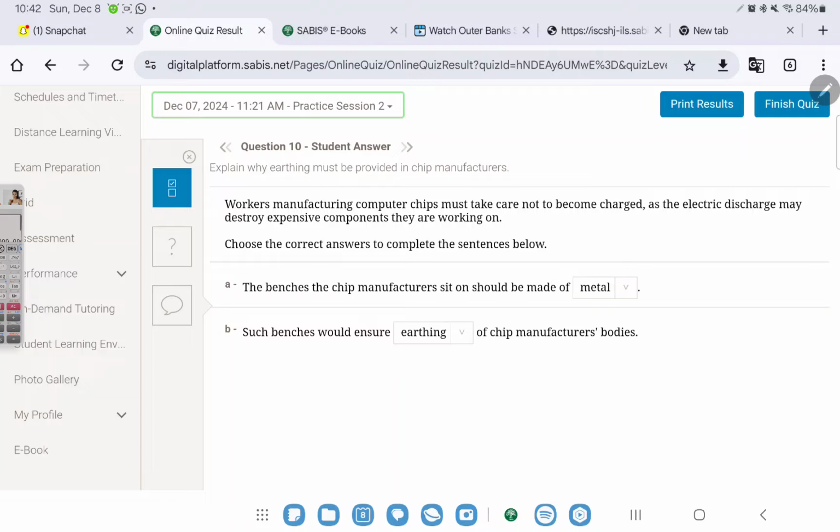Okay, so you have a manufacturer, and when they're working with computer chips, they must take care not to become charged. Any electrical discharge will destroy expensive computers. So the benches that the chip manufacturer should sit on should be made of a conductor, a metal. That's the only conductor in the options, so metal is your answer. It should be made of metal because you want to ground it. You want the electric charges to pass through it and go towards the ground and earth it. Such benches would ensure the earthing of their bodies, so they don't charge the chips.